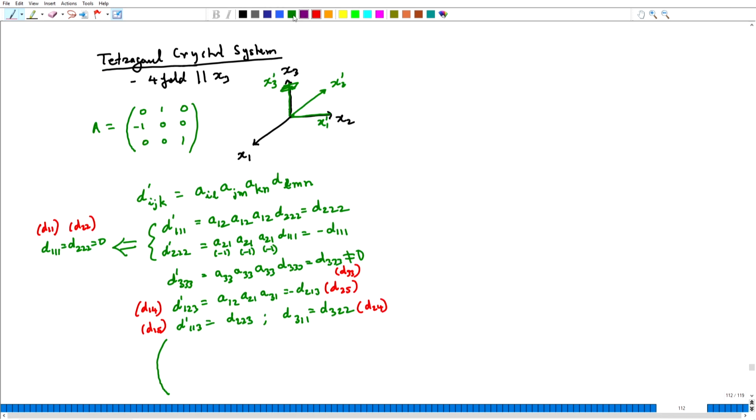So, now if I write down this thing, I am going to write it using a notation that is given in Nye's book. I am going to use that notation because that is a very simple way of writing this rather than writing each number. So, let me first write down the matrix.